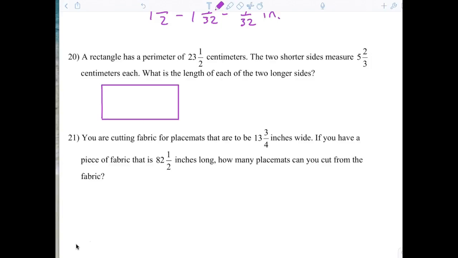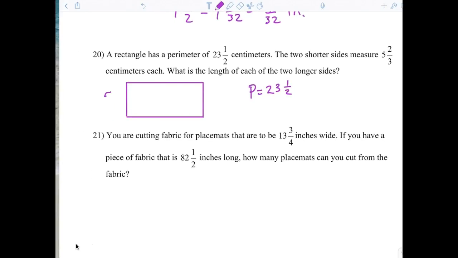All right. Now, the next thing we're going to do is put the perimeter, 23.5. It says the two shorter sides are 5 2/3. So I need you to look at your rectangle and put in 5 2/3. 5 2/3 goes there, and 5 2/3 goes there. Your objective is to find this length, Julia. So tell me what the game plan is. What do you think we're going to do?